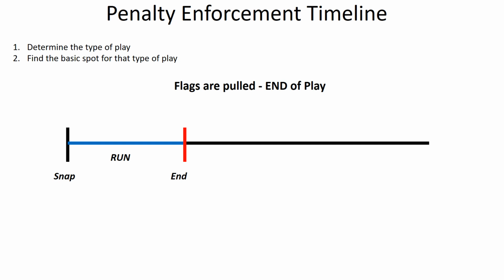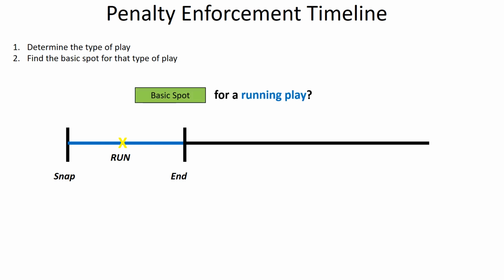Let's say the flags are then pulled and we have the end of the play. Any foul that occurs during this down occurred during a run play. So we found our type of play, and now we need to find the basic spot for that type of play. So our basic spot for a running play, again, just the reference point, not necessarily where we will be enforcing the foul, is the end of the run.